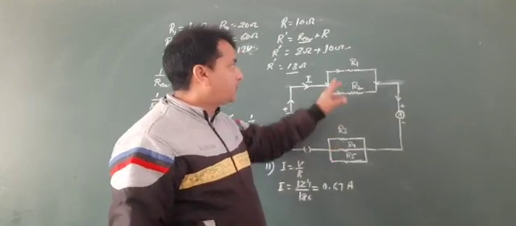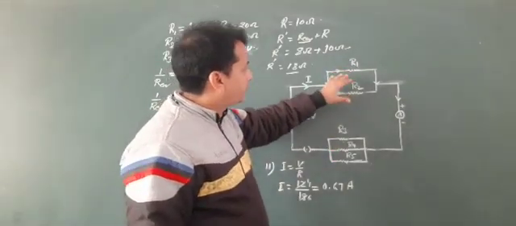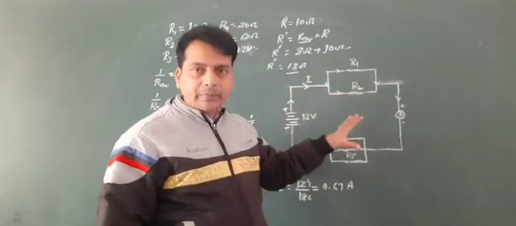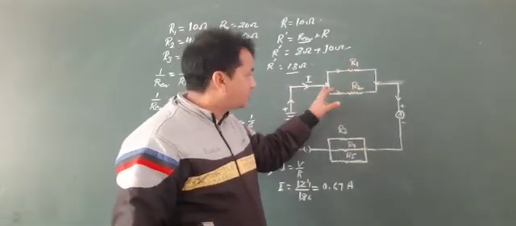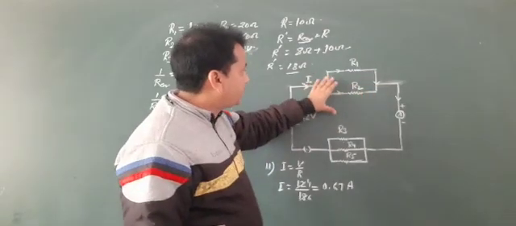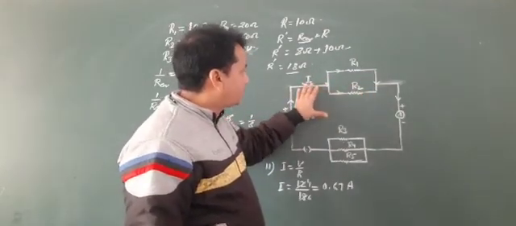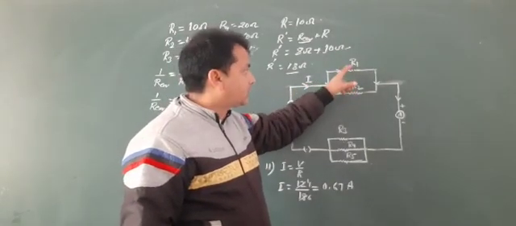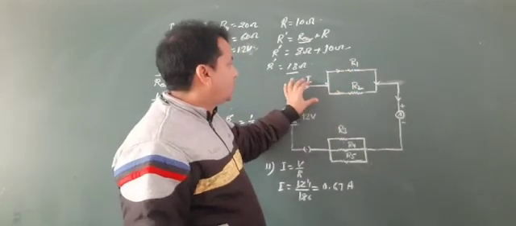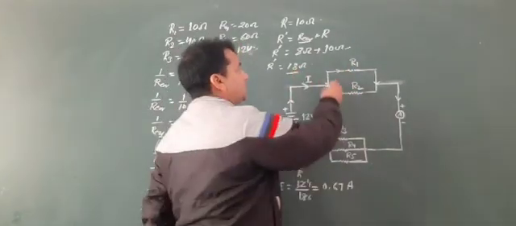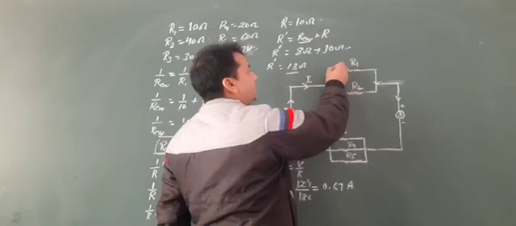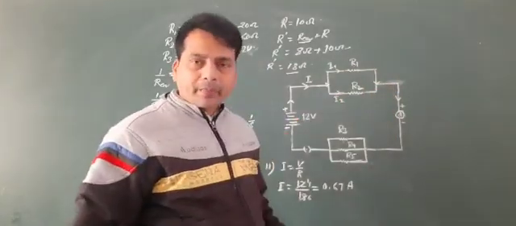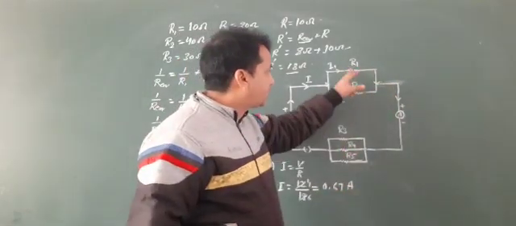So in the circuit diagram, we can see that R1 and R2 are connected in parallel combination, because R1 and R2 are connected at two common points, and here the total current is divided among the resistors R1 and R2. Suppose the total current is I, and current I1 flows across R1 and I2 flows across R2. So it is clear that R1 and R2 are connected in parallel combination.